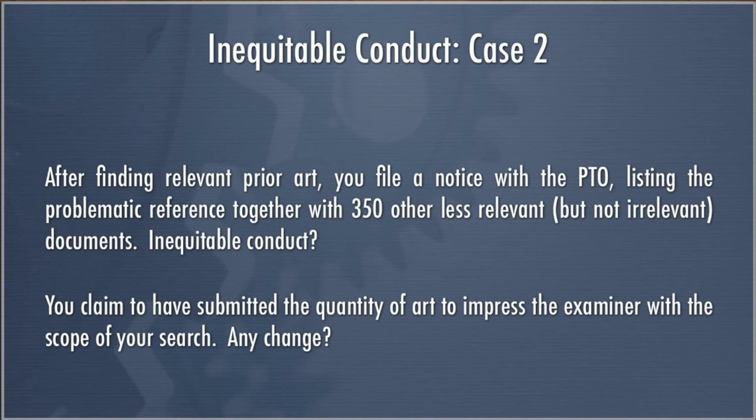Case 2, after finding relevant prior art, you file a notice with the PTO listing the problematic reference together with 350 other less relevant but not irrelevant documents. Is this inequitable conduct? This is, I think, the tricky area I was talking about earlier, where you obviously, given inequitable conduct, have very strong incentives to disclose very broadly, make sure that you aren't being accused of withholding references. At the same time, you can imagine it's possible to effectively withhold references by simply burying the patent examiner in so many references that he or she cannot effectively evaluate them all.